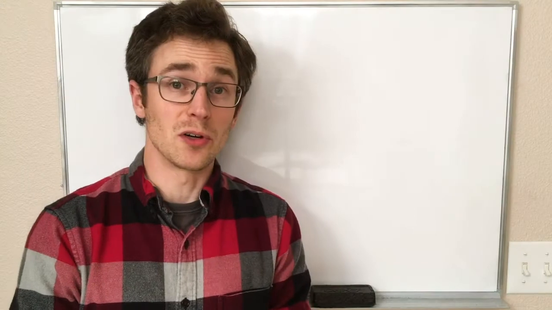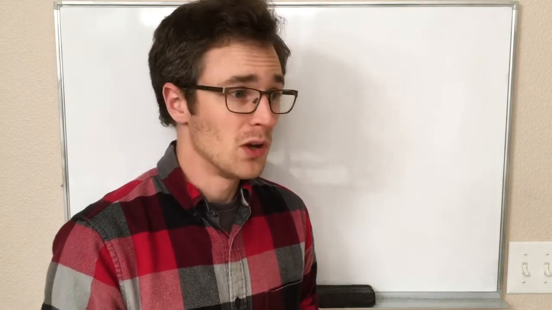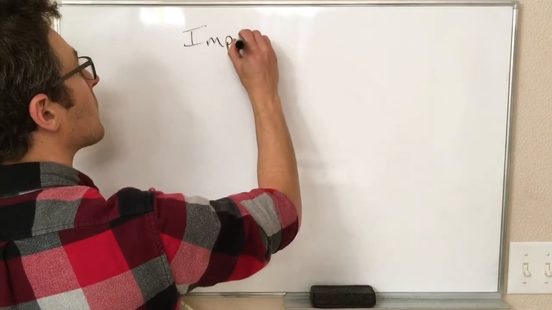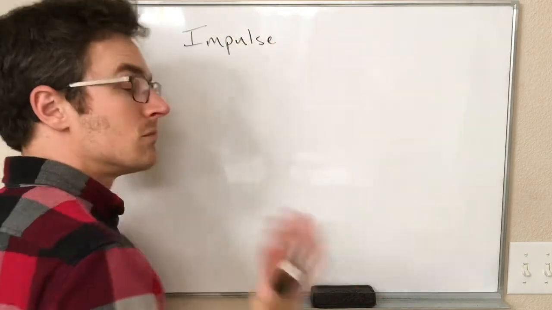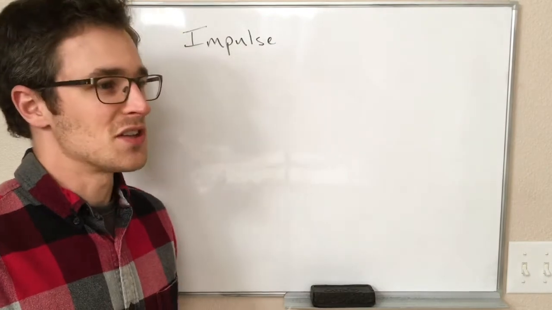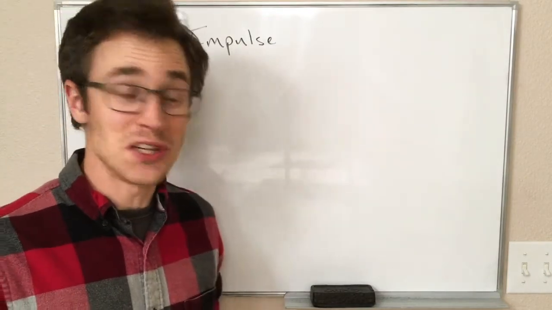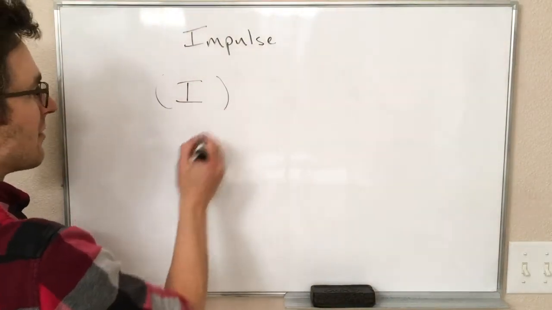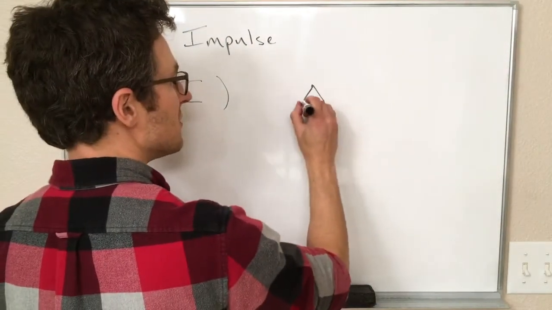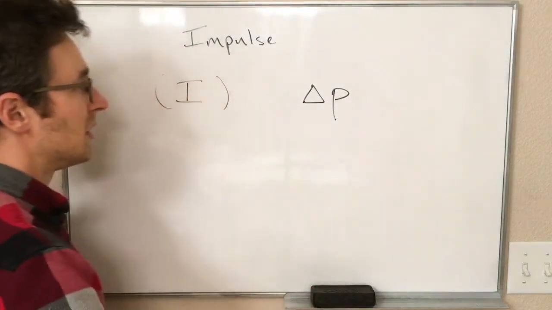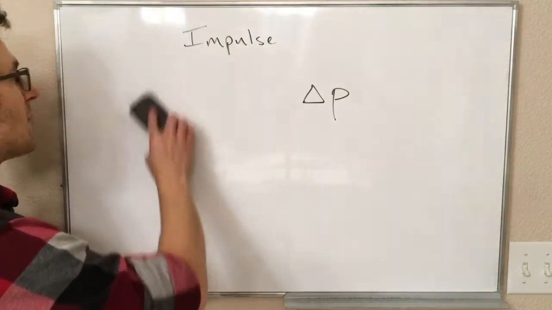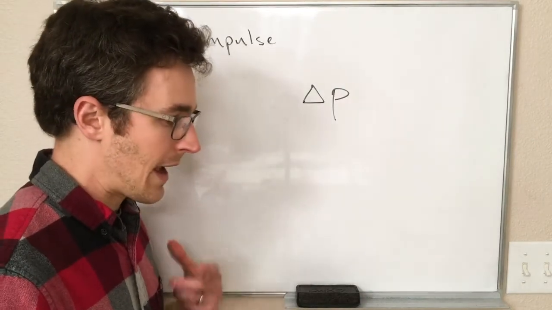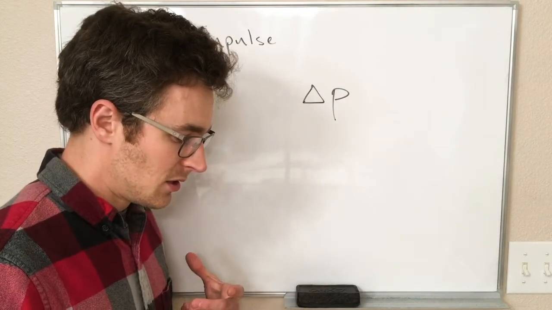In this video, we're going to learn about another piece of the momentum puzzle, and that's impulse. Impulse, as it turns out, is just a fancy name for a change in momentum. So some books use a capital I for this. I don't even bother because an impulse is just a delta P. So an impulse is not something that an object has, but rather something that an object experiences.